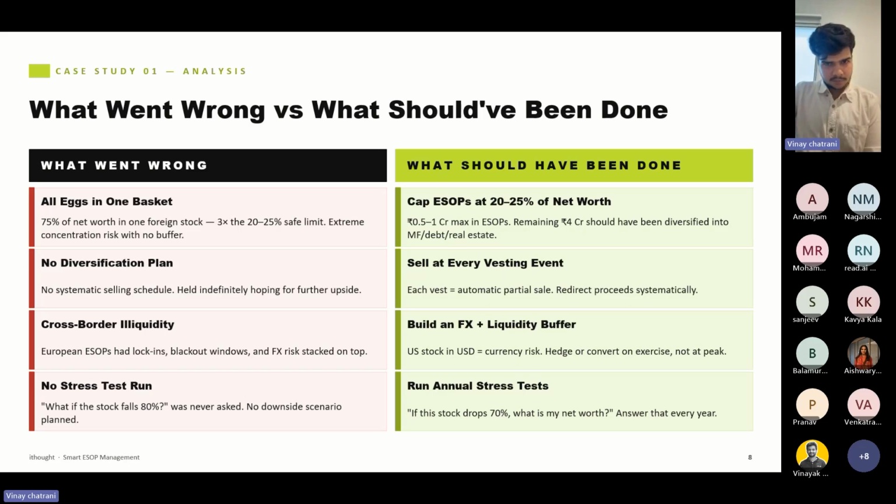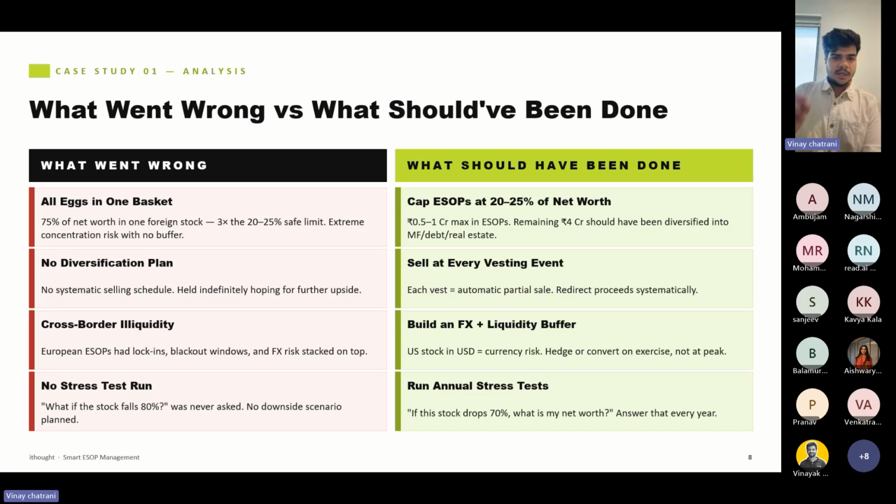So what he should have done is reduce his exposure slowly and bring it to comfortable levels of say 20 to 25%. Again, this depends on your company as well. We can obviously review the company for you and give you the right allocation you should be having, an ideal allocation. Then he should have sold at every vesting event. What he did was he didn't sell at the right time. Sometimes, if you don't exercise at the right time, the option goes away. So you need to sit and read the vesting schedule and plan when you have to exercise your option.